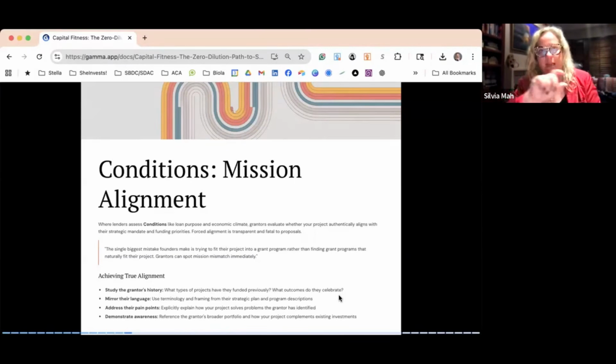leveraging relationships and community. Boom. If they're thinking about community, or serving the underserved, supporting underserved entrepreneurs, I bold that, underline it, right? So if they're skimming the document, they're seeing their own language of their program and what they do for their company right on there. So address their pain points, explicitly explain how your project solves problems the grantor has identified, and then demonstrate awareness. Reference the grantor's broader portfolio and how your project complements existing investments.